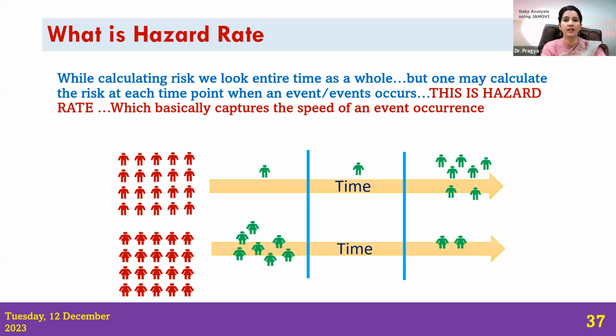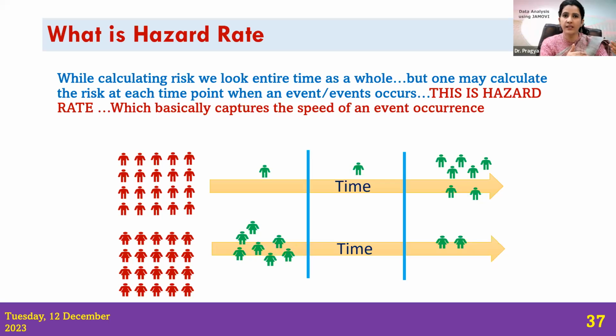Now, what is a hazard rate? In the last class, we saw the cumulative probability, and that Kaplan-Meier is a method of estimation of this cumulative probability, because we see it over time. And that cumulative probability is what? That is a conditional probability.